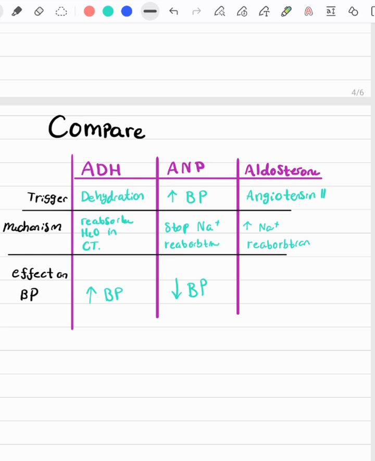Now for aldosterone, this is going to encourage reabsorption of sodium, and we know where sodium goes, water goes, so this is going to increase blood pressure. And this makes a little bit of sense if we think back on it. Angiotensin 2 comes from angiotensin 1, which was released because renin was released, and renin was released because of a low blood pressure, or a low concentration of salt in the blood. So I hope this was helpful. Let me know what you guys think, and I appreciate it. Thank you.